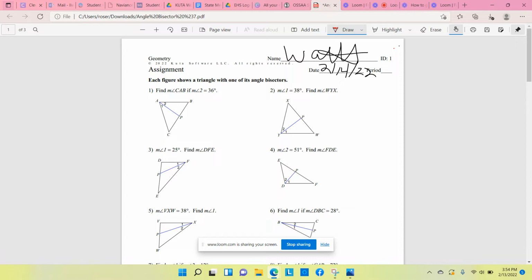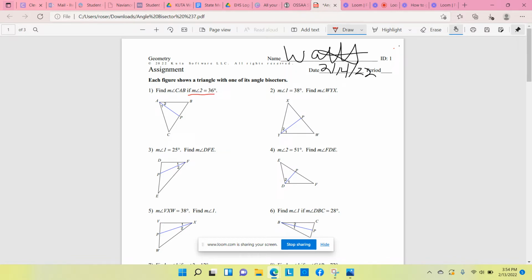We always want to find the information it gave us. It always gives us one angle measure. Which one did it give us? The measure of angle 2, it shows us right here. The measure of angle, oh, let me delete that. That's too low. The measure of angle 2 is 36 degrees, correct?